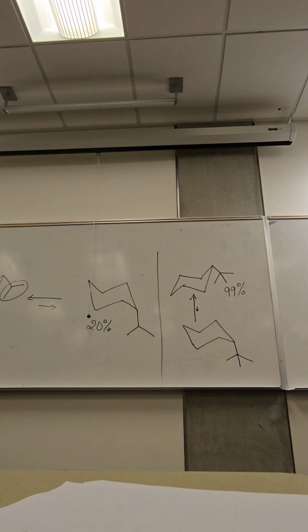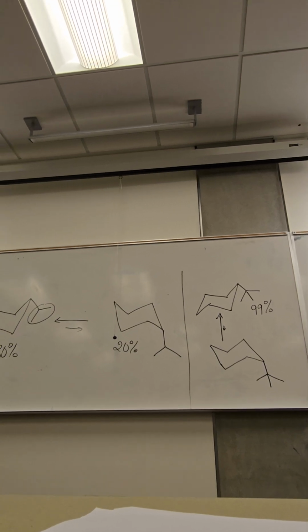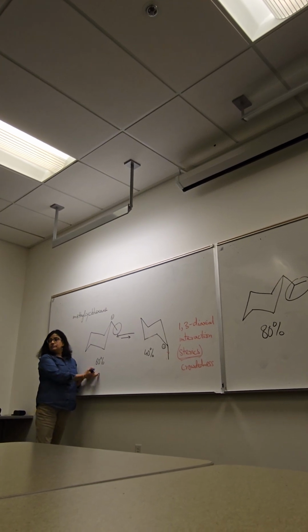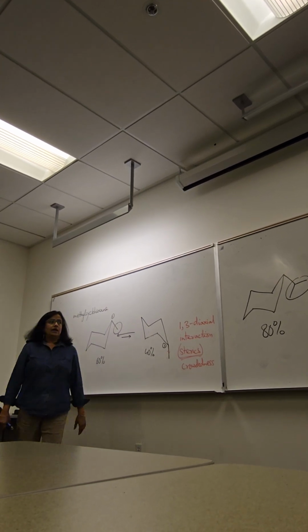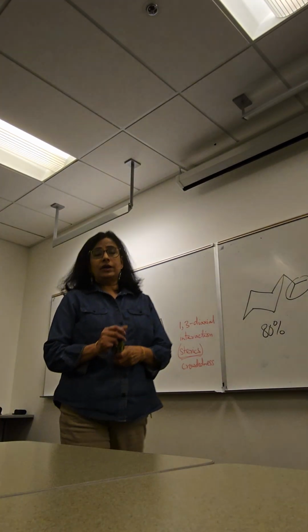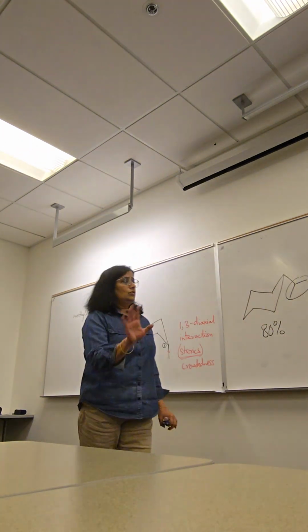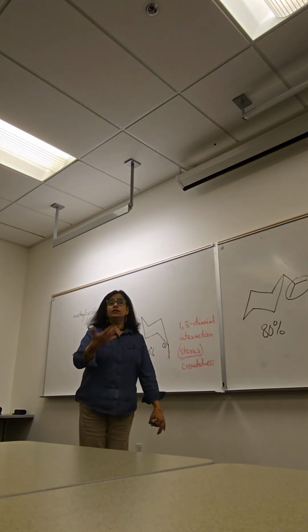Questions? Yes, so the percentages are just favorability? Exactly, yes. If there is 60% at equilibrium, if there's 60% of this, that means this is more favored. Absolutely. Why is it more favored? Because it's more stable. Absolutely. Any other questions? How do we figure out the percentages? No, I made up those numbers. Those are made up numbers to illustrate the point.